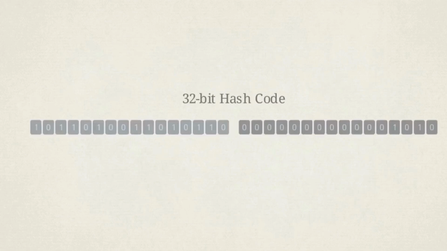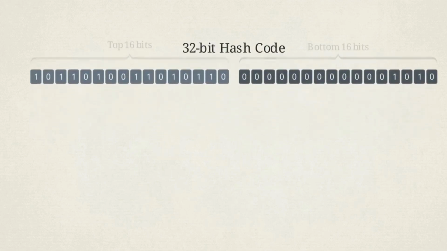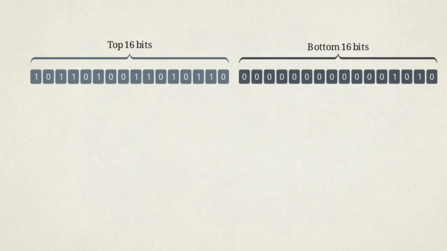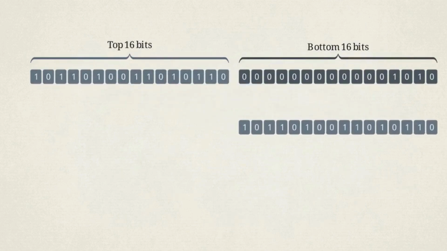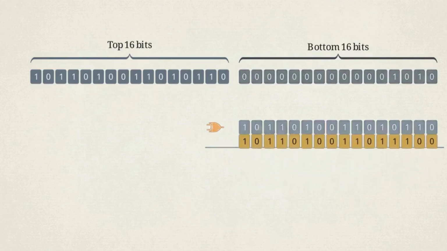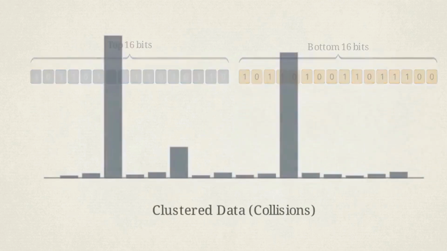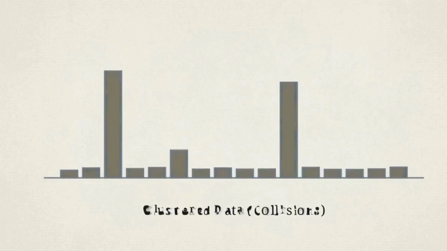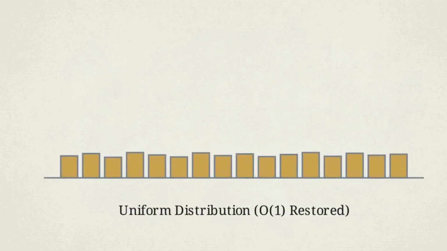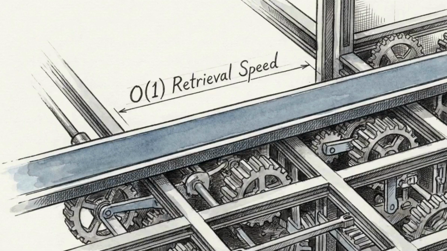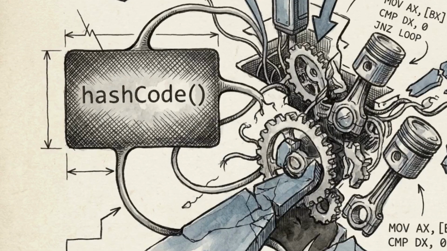Here is how the internal spread function mitigates that clustering. Before calculating the index, the map takes the original 32-bit hashcode, shifts a copy of its top 16 bits to the right, and merges them back into the bottom bits using an XOR operation. By folding those higher-order bits downward, the algorithm forces the data's entropy to spread evenly across the entire integer. This bitwise preprocessing guarantees that the map's O(1) retrieval speed is protected, even if the developer writes a suboptimal hashcode method that produces poorly distributed values.